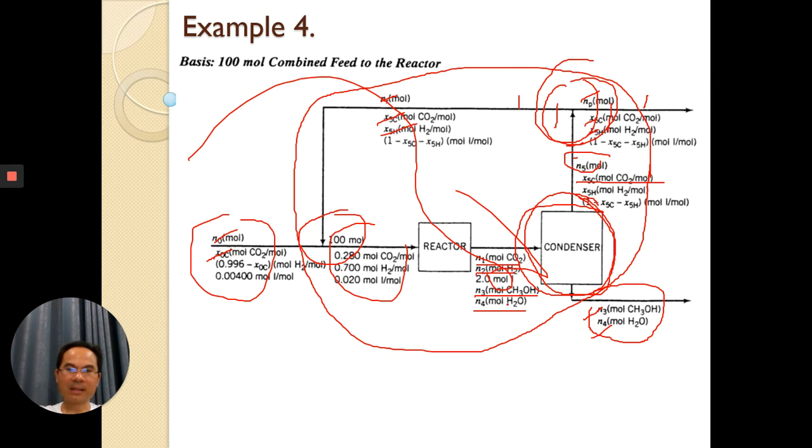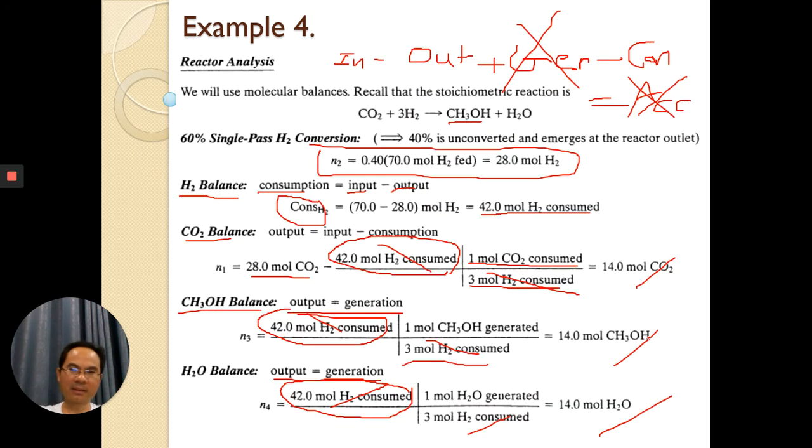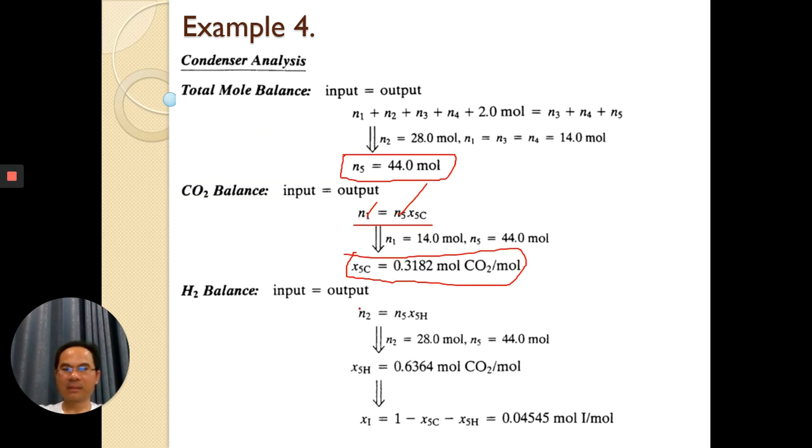Hydrogen balance. The hydrogen input is N2. Output is X phi S multiplied by N phi. That's right, there is no hydrogen here. N2 equal to N phi X phi. You know N2, you know N phi, so you can solve for X phi S.